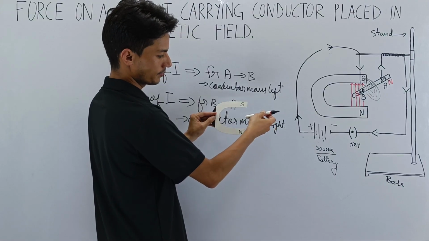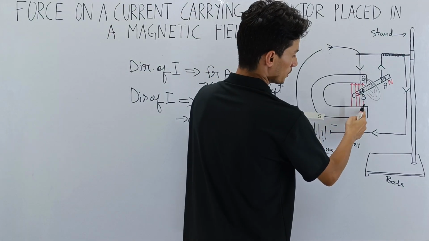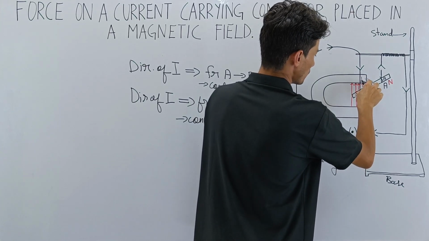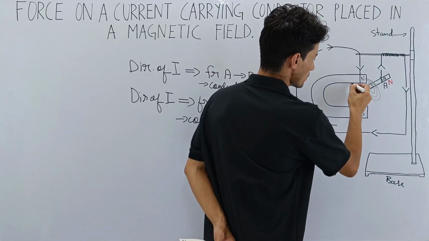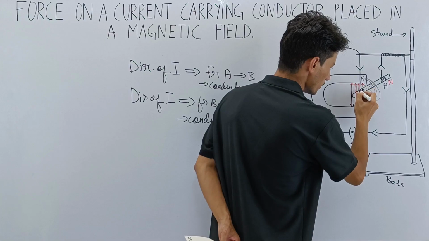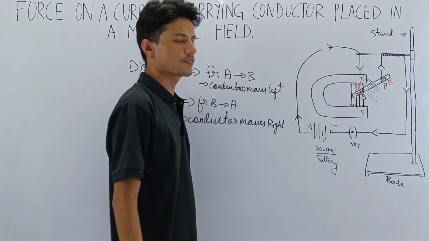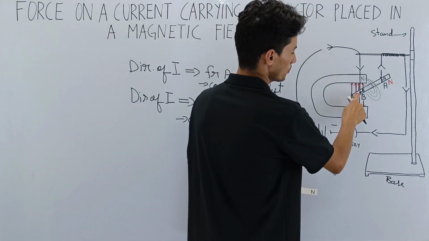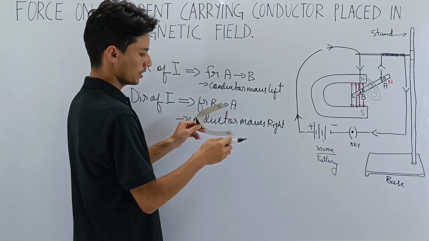Now change the poles of the magnet. It was like this earlier. So now the north and south, we will exchange it. This will become north and this will become south. Then the magnetic field lines will change direction. This will go down now, because magnetic field lines move from north to the south. So now look here, this is south pole, this is north pole.